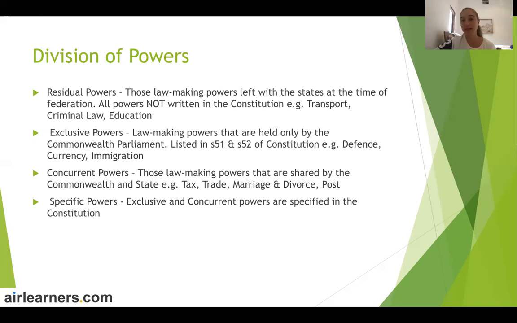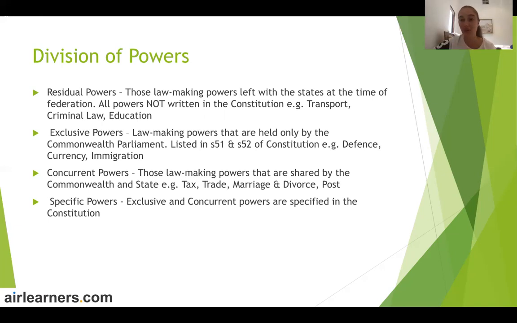Exclusive powers are instead powers that are only to be exercised by the Commonwealth Federal Parliament. So states have no jurisdiction to make laws in this area. All exclusive powers are outlined in Section 51 and Section 52 of the Constitution, and they include things like defence, currency, and immigration.